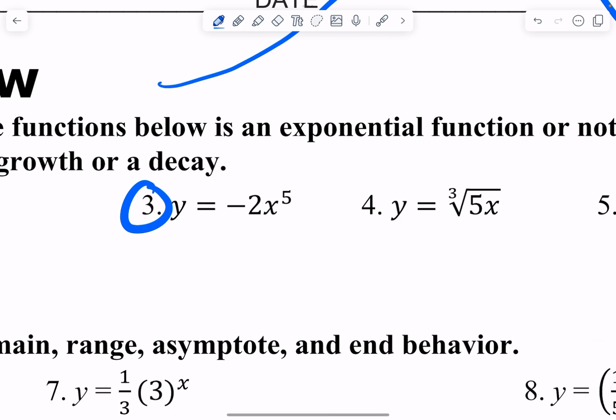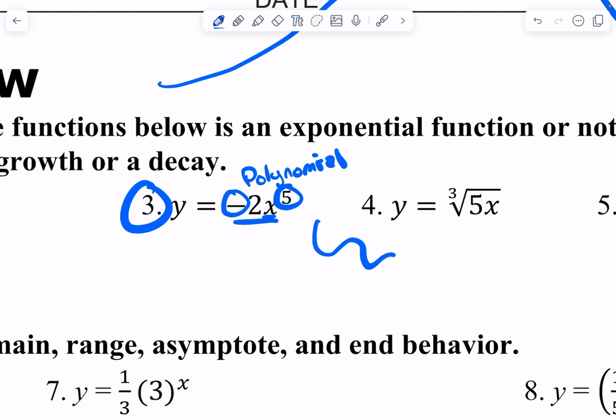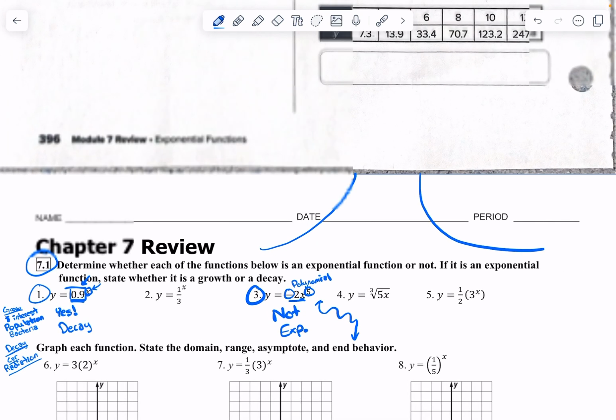Number 3, yes or no, exponential or not. I told you the exponent has to be the variable, and my exponent here is 5. So this is not an exponential function, because it's actually a polynomial function, a quintic function. It's going to look like one of these, actually negative, because negative means it's going down, something like that. So not exponential. Okay, answer that for 1 through 5.